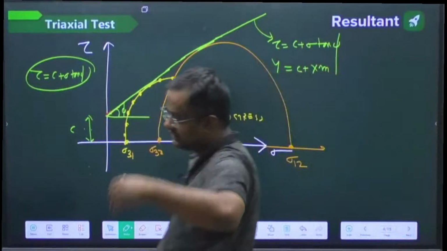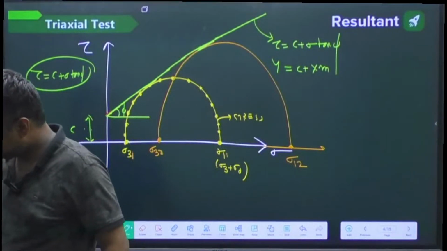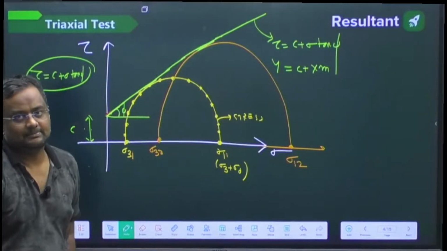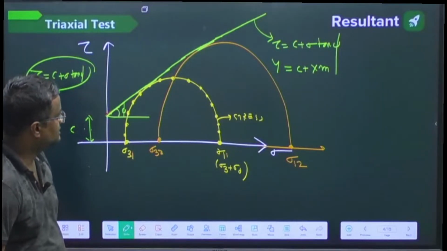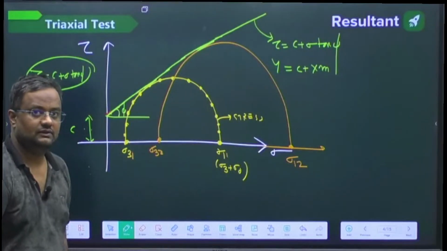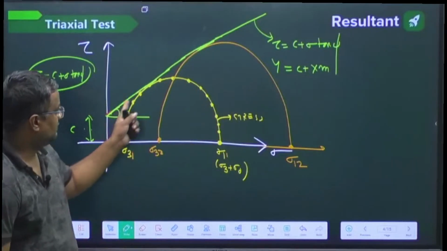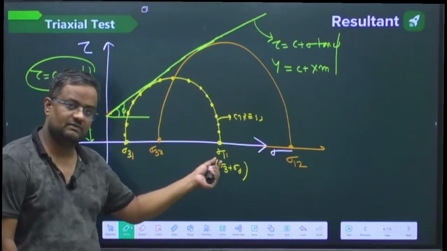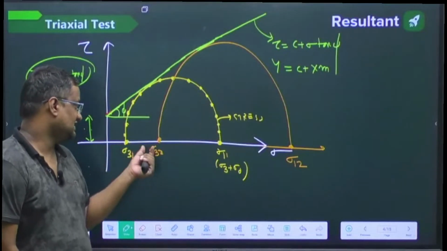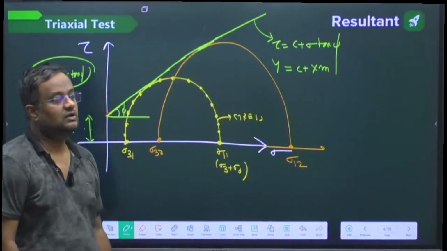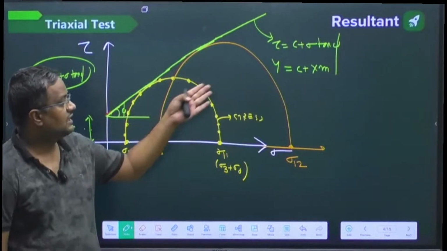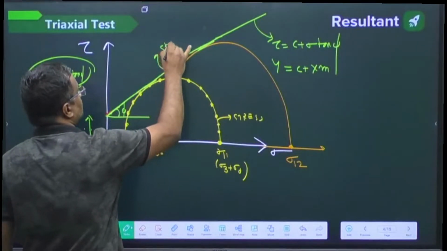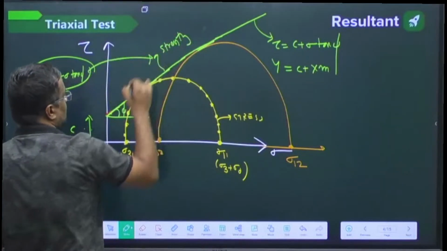Got it, everyone? This is how we find out the cohesion and friction angle. We perform two experiments. Find sigma 3 1 and sigma 1 1 for the first experiment, and for the second experiment we find sigma 3 2 and sigma 1 2. From those we draw the common tangent, and from the common tangent we get c and phi. This is the strength equation.